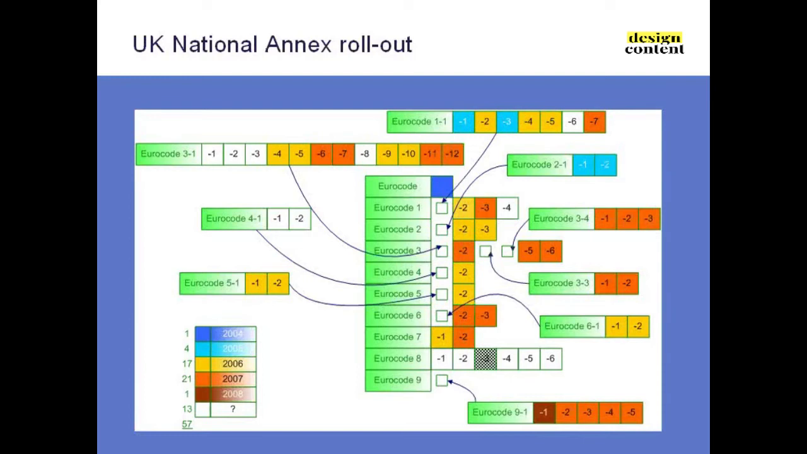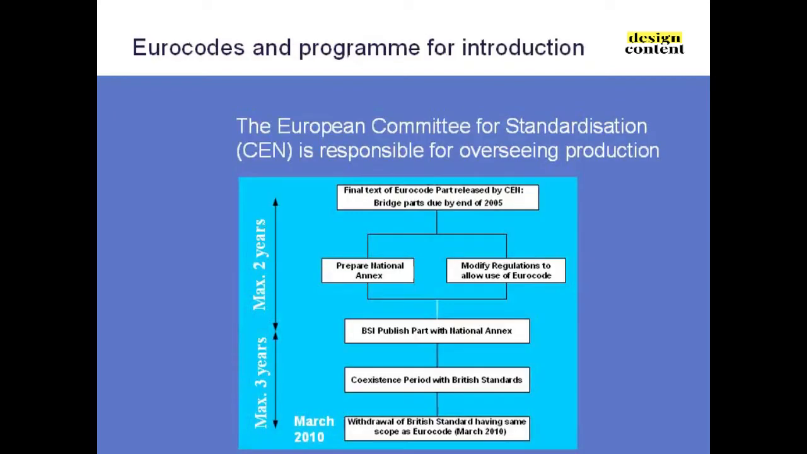So again, this is just historical really. This is a map of when the UK national annexes rolled out, but basically they are all here. So we can crack on doing designs to Eurocodes in the UK.